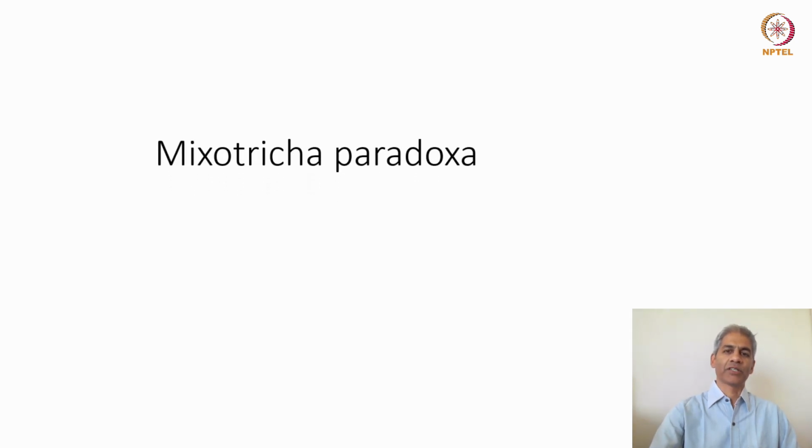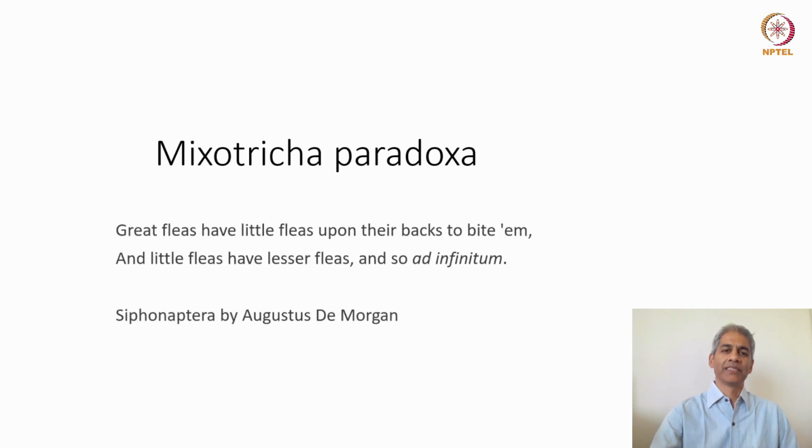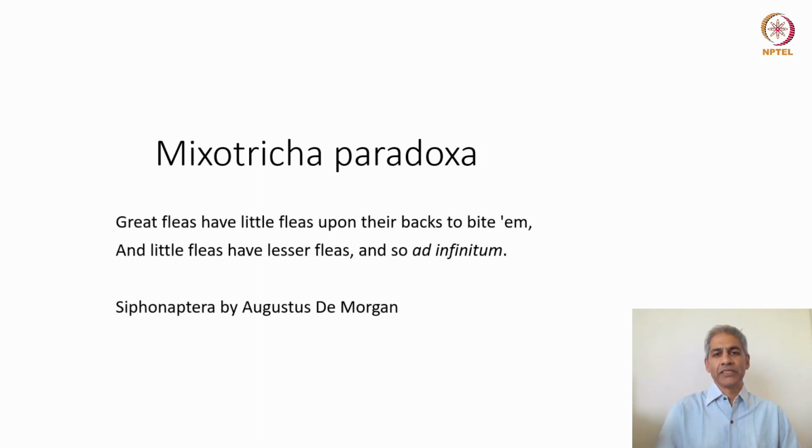My favorite cell is called Mixotricha paradoxa. And before you say "mixo what?", let me assure you that once you know a little bit more about this cell, you are going to agree with me and say, yes, this is indeed a most interesting cell. Mixotricha paradoxa perfectly embodies this poem. Great fleas have little fleas upon their backs to bite 'em, and little fleas have lesser fleas, and so ad infinitum. So let's see how this holds.